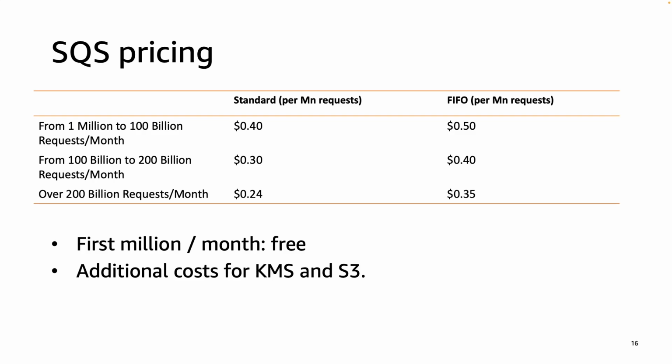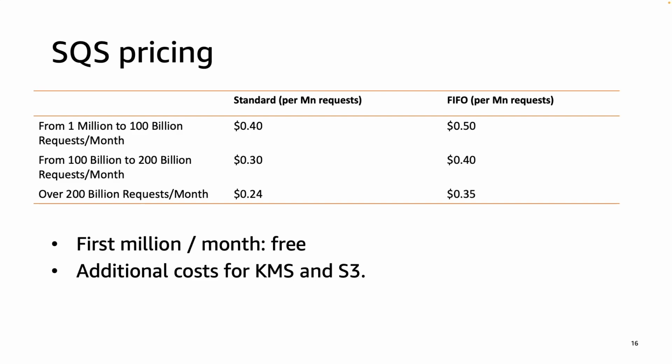The S3 bucket is useful when you're storing large objects and you're passing the object key in the message to the SQS. This pricing goes cheaper if you use more in a month. This is useful for the big companies. If they're making more requests, they will pay like 24 cents if they go over 200 billion requests in a month. So that's very transparent pricing from AWS.